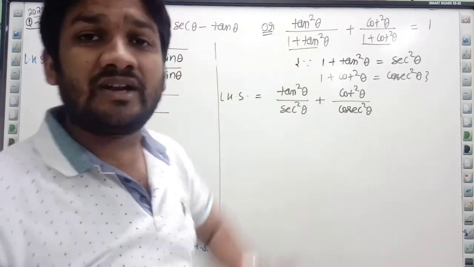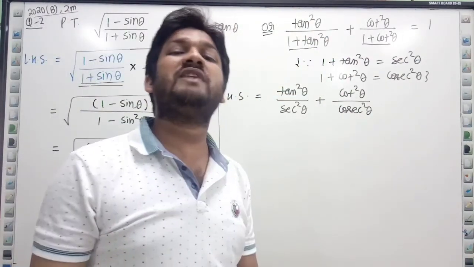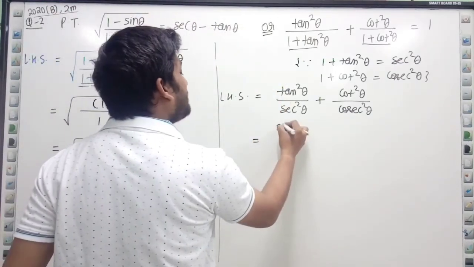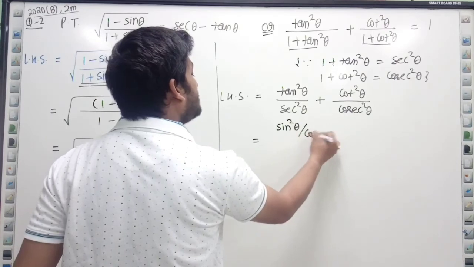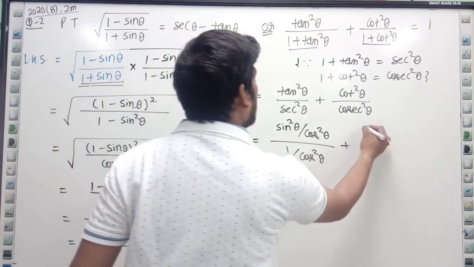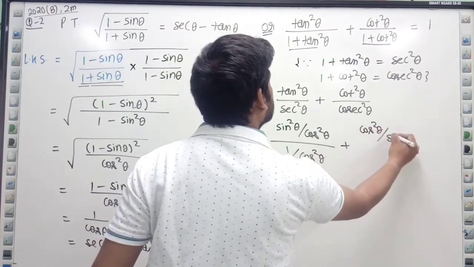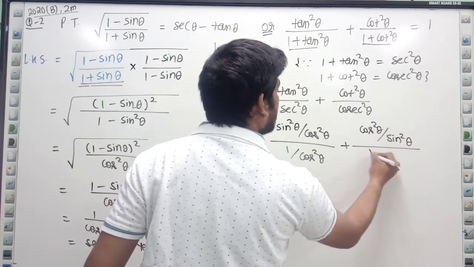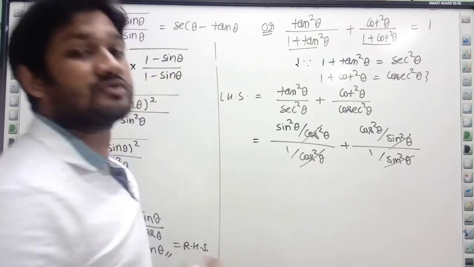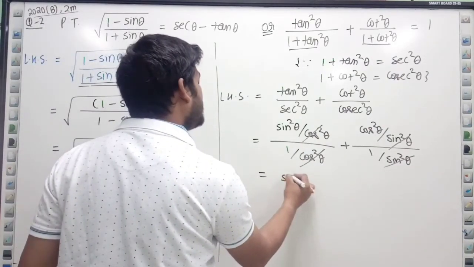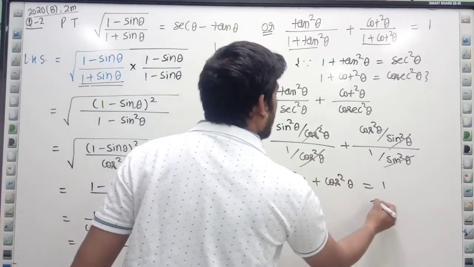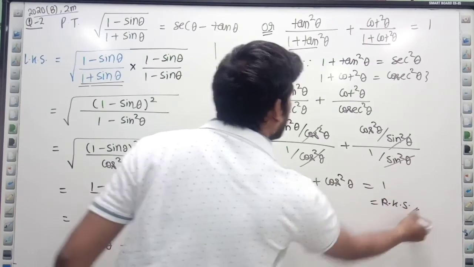As the answer is 1, I will simplify this. To simplify this, I will write in terms of sine and cos. What is tan theta? Sine upon cos, so sine square theta upon cos square theta. Sec is 1 by cos. Cot is cos square theta by sine square theta. Cosec is 1 by sine square theta. Sine square cancels with sine square, cos square cancels with cos square. So what is left? Sine square theta plus cos square theta, that is 1, and that is the RHS, and that is what we needed.